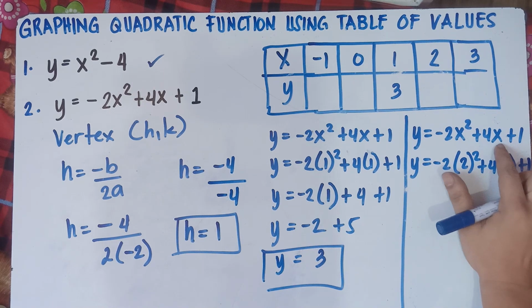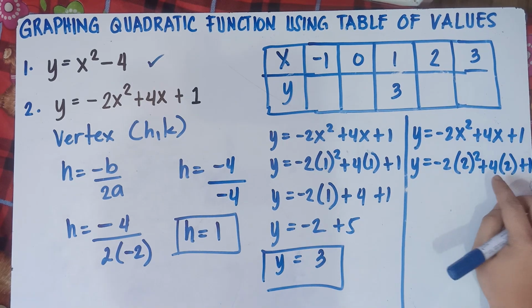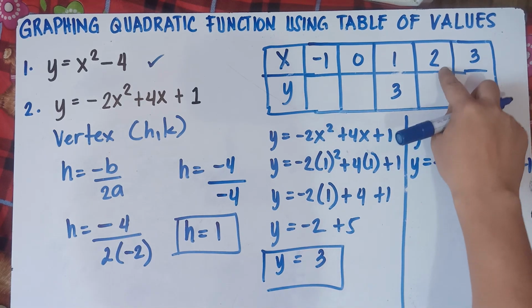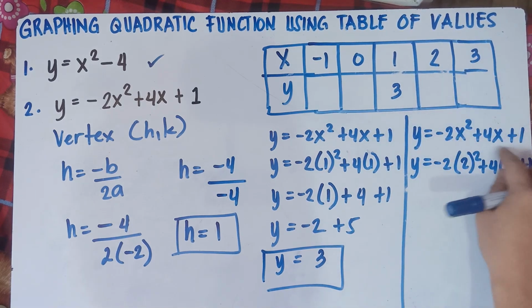Once again, class, if you have 4x, it means 4 times x. So that's why I have 4 times 2. Okay, sir, where did you get 2? Our x is 2, class. Simply substitute 2 for this x.